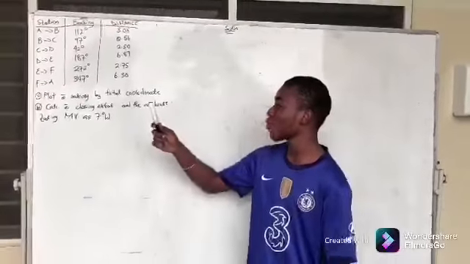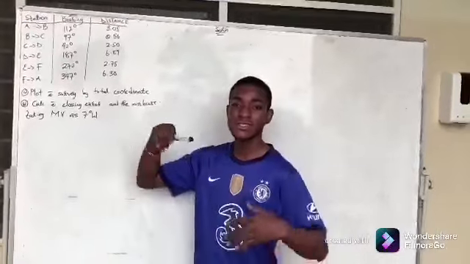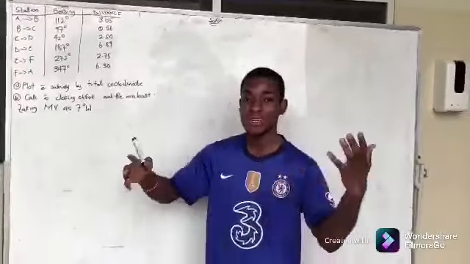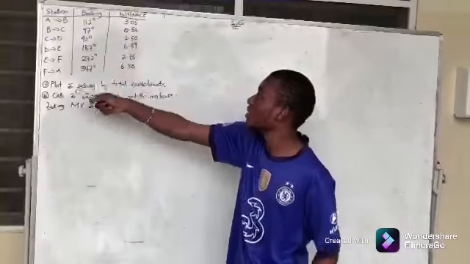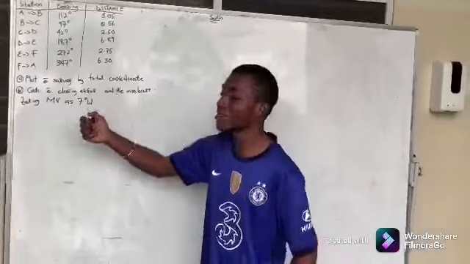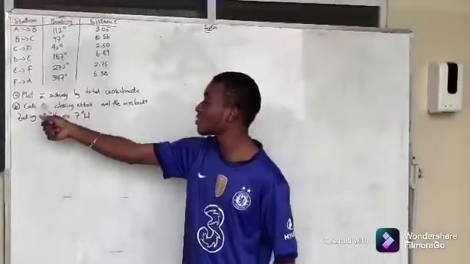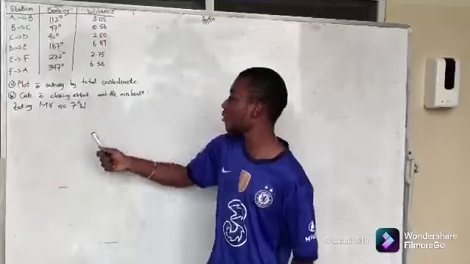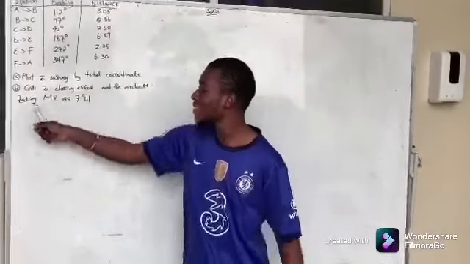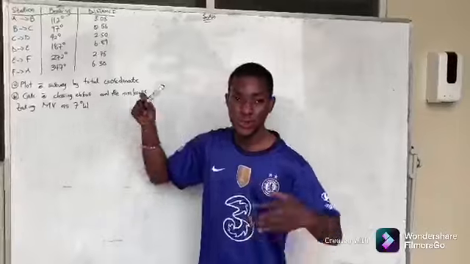Today we are trying to solve the total coordinates table, or how to plot the latitude departure table. So this is how the question comes. You have your stations, your bearings with the distance. So this is the question that can be asked. A. Plot the survey by total coordinates. B. Calculate the closing error and the disclosure, taking the MV as 7 degrees west.